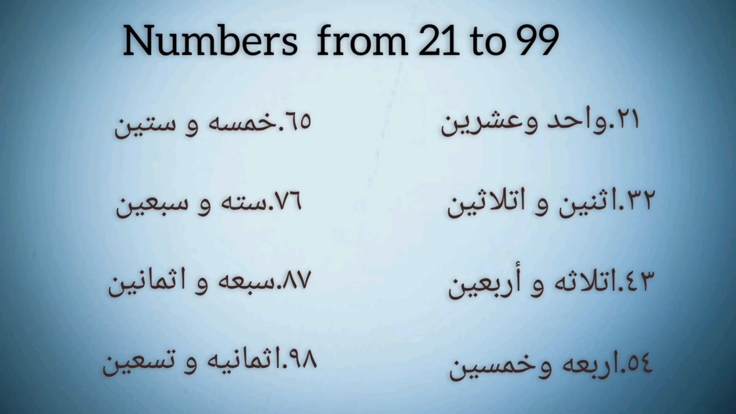For 32, in Arabic we say اثنين وثلاثين. 43, we say ثلاثة وأربعين. As you see, the reading in Arabic is completely opposite. We read ones, then tens. 54, أربعة وخمسين. 65, خمسة وستين. 76, ستة وسبعين. 87, سبعة وثمانين. 98, ثمانية وتسعين.